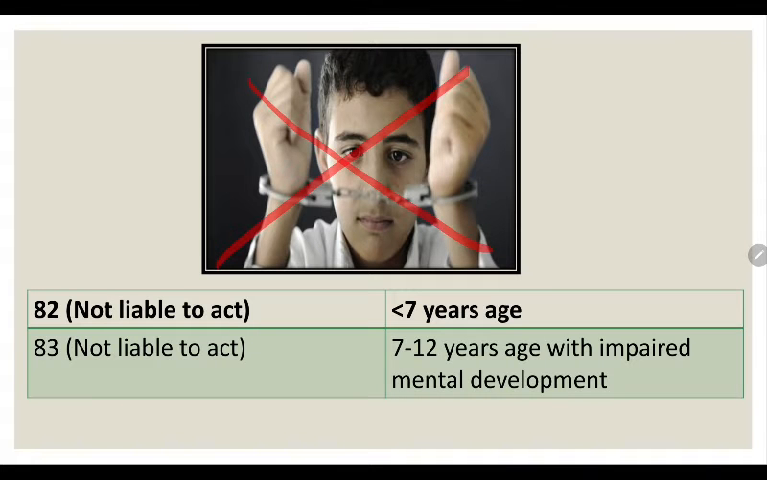82 and 83 are both related to children, but 82 is less than 7 years of age, and 83 is 7 to 12 years of age. But remember, for this 7 to 12 years of age, the children should have impaired mental development or be mentally challenged. These children are not liable for the act. This is all about IPC 82 and 83.